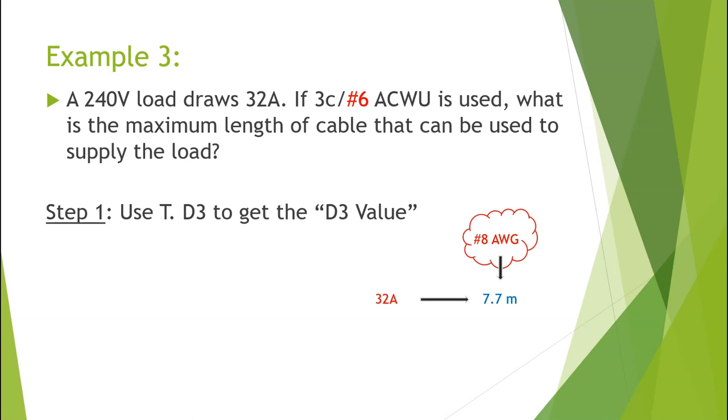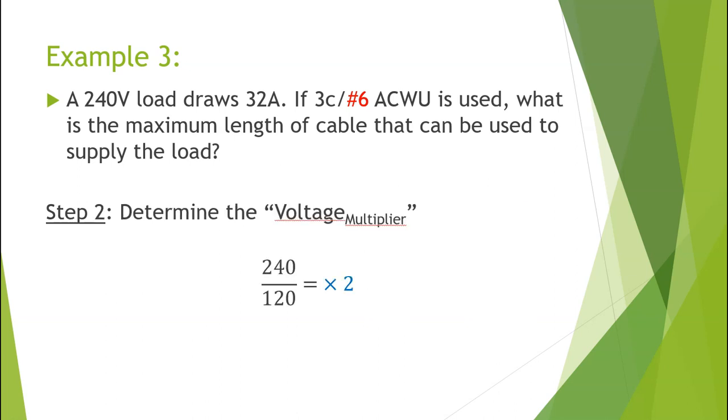So what we have to do then is we go into table D3, we use our actual load current of 32 amps from our question, and we go across at that row until we intersect with number 8 AWG, which is 2 sizes smaller than our actual aluminum conductor. And we get that D3 value of 7.7 meters. Now we can carry on with the rest of the calculation as we would previously.